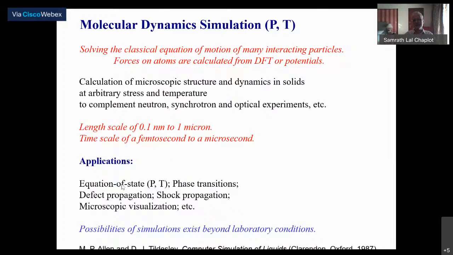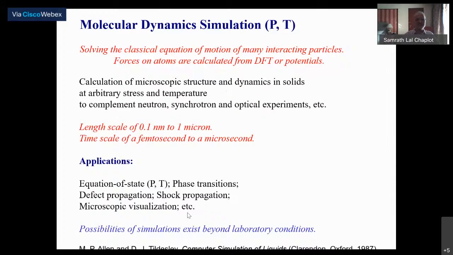And therefore, it is possible to directly study things like equation of state or phase transitions or a variety of thermodynamic properties, which can be studied, like thermal conductivity or thermal expansion, specific heat, and whatnot. And also non-equilibrium processes. That's another very important point: this technique is not limited to studying equilibrium properties alone.